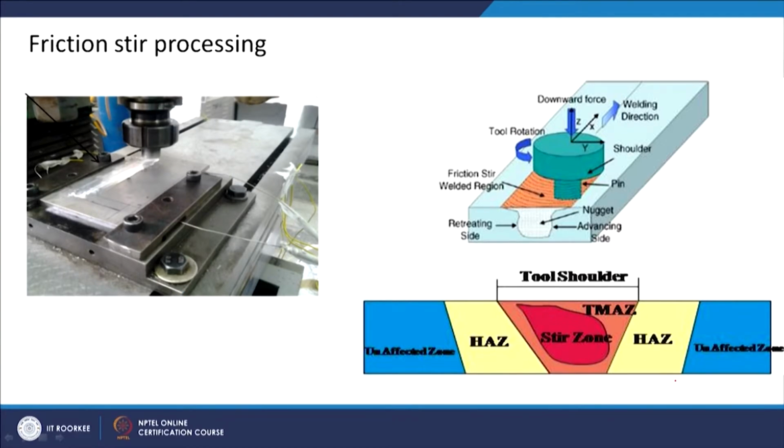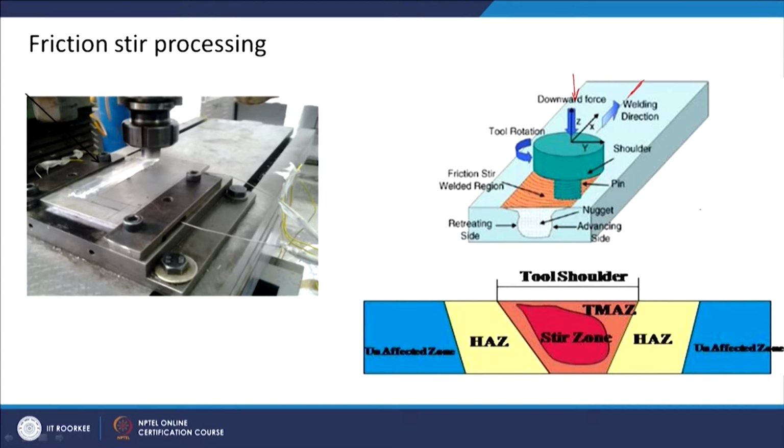Okay. So, as you can see, these are two sheets, there is a joint here. So, this is actually right now in a welding condition. What you are doing is you have a tool which is rotating, and you are also applying a normal load here, along this direction, and there is a rotation.